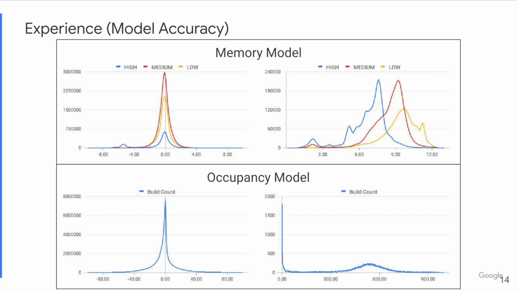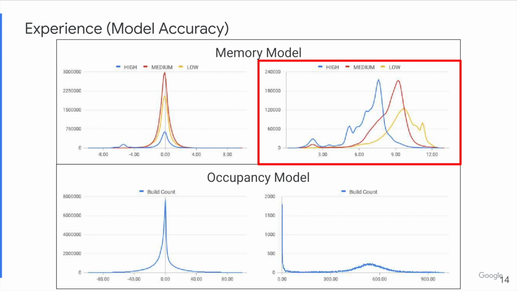This slide shows our model accuracy. The top two graphs show our accuracy for the memory model, and the bottom two graphs show the accuracy for our occupancy model. In the first graph, the x-axis is the memory usage error, which is equal to the actual memory usage minus the predicted memory usage. The y-axis is the build count. So we can see that for all the high priority, medium priority, and low priority builds, the spike is at around 0, which means that our memory model is quite accurate in predicting the memory usage of a build.